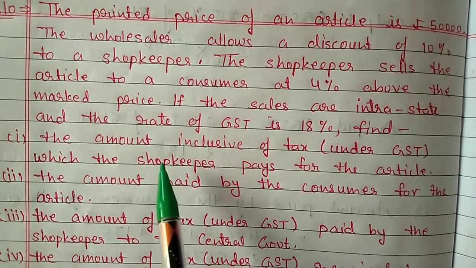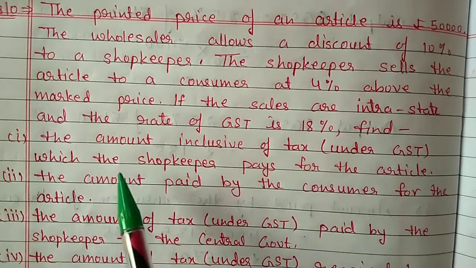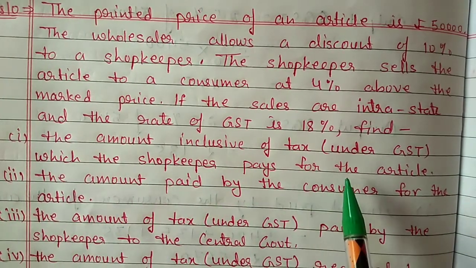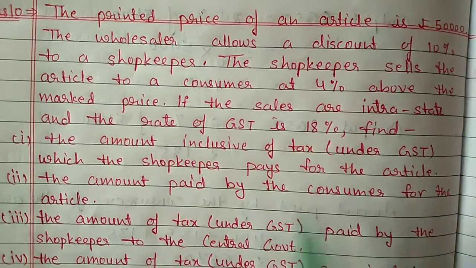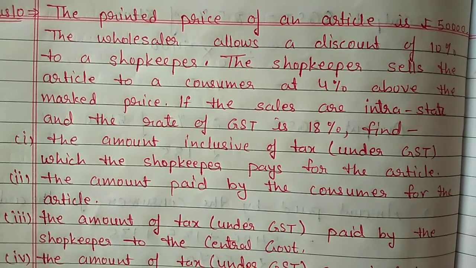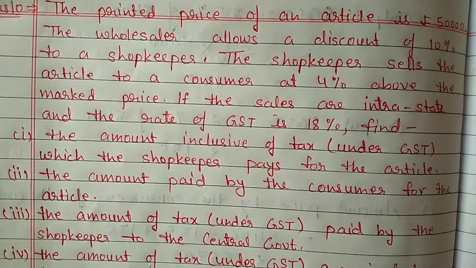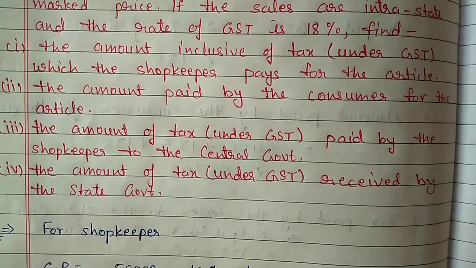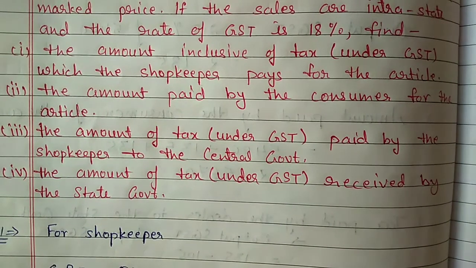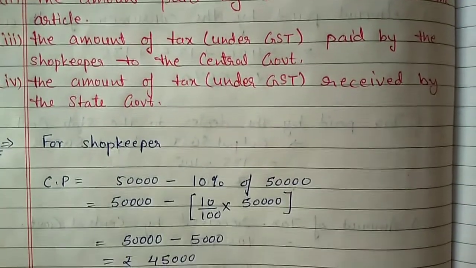First, the amount inclusive of tax which the shopkeeper pays for the article. Second, the amount paid by the consumer for the article. Third, the amount of tax paid by the shopkeeper to the central government. Fourth, the amount of tax received by the state government. So first we will start from the shopkeeper.